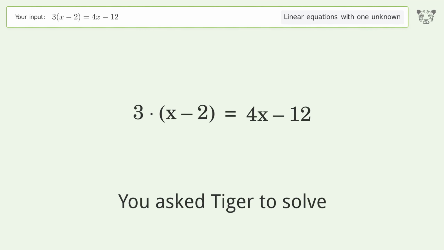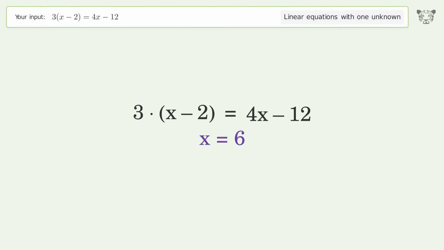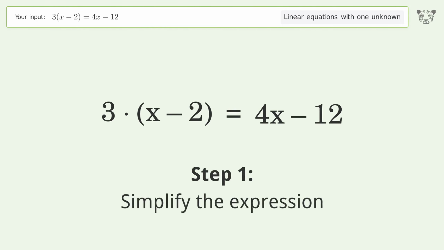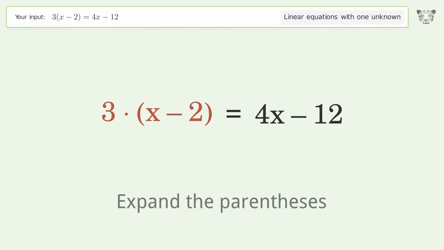You ask Tiger to solve this. It deals with linear equations with one unknown. The final result is x equals 6. Let's solve it step by step. Simplify the expression. Expand the parentheses.